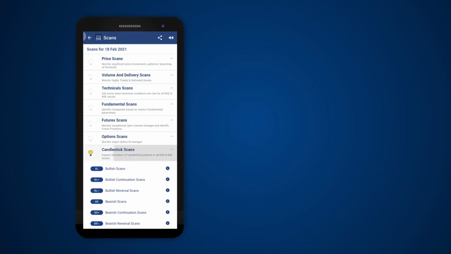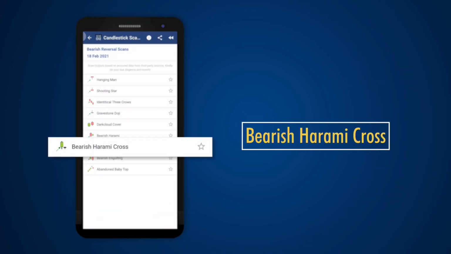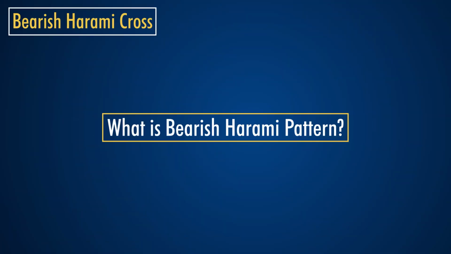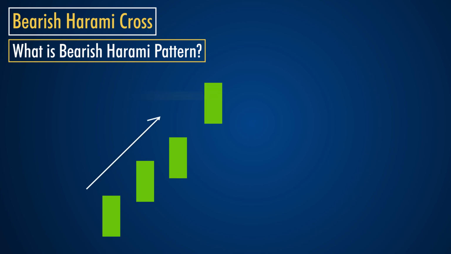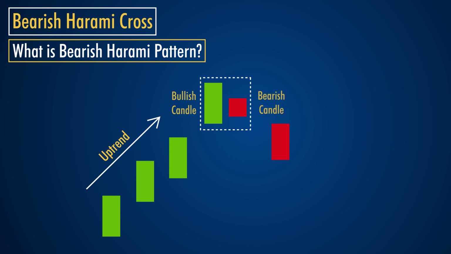Hi, in this video, we will understand the bearish Harami cross candlestick pattern in Stockedge. So first we'll understand what is bearish Harami pattern. A bearish Harami candlestick is formed when there is a large bullish candle on day 1 and is followed by a smaller bearish candle on day 2.